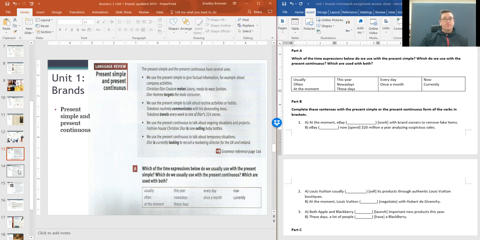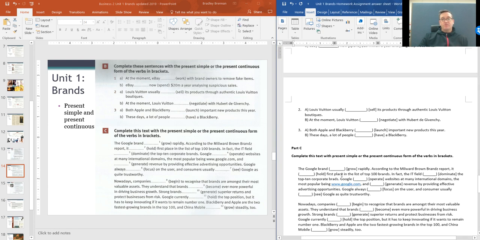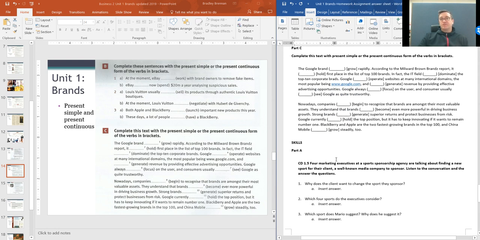Part B. Complete these sentences with the present simple or the present continuous forms of the verbs in the brackets. So there's 1, 2, 3, 4, 5, 6 blanks that you have to fill with the present continuous or present simple forms of the verbs. Part C. Complete this text with the present simple or the present continuous form of the verbs in the brackets. So here, again, it's the Google brand blank rapidly. So the verb is grow. So what is it going to be? The Google brand grow, growing, grew, etc. Put the right present simple or present continuous form of this verb grow inside the bracket.